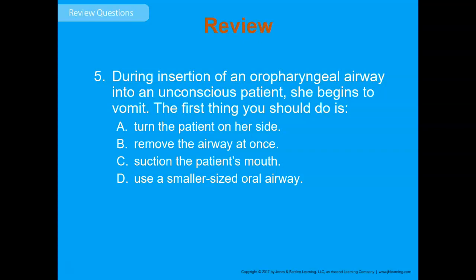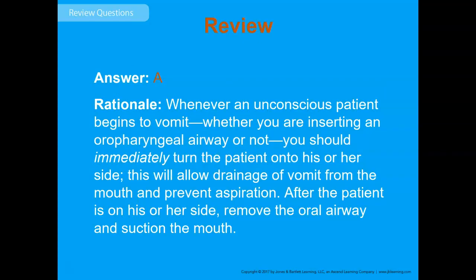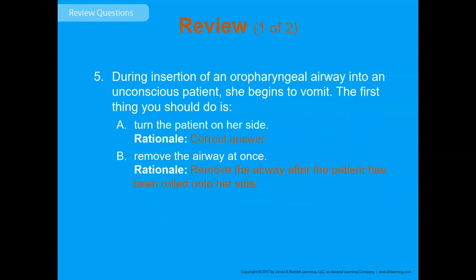So we've got a couple of answers that look pretty good, and I see multiple right answers, correct, but we've got one that's 100% correct, and then others that have correctness to them. Rationale A: whenever an unconscious patient begins to vomit, whether you're inserting an OPA or not, you should immediately turn the patient onto his or her side. This will allow drainage of vomit from the mouth and prevent aspiration. After the patient is on his or her side, remove the oral airway and suction the mouth out. So we want to do that first. We want to roll them over on their side first thing.